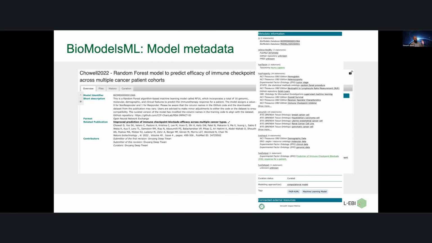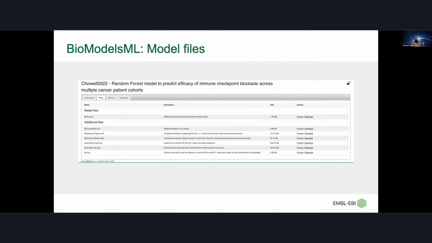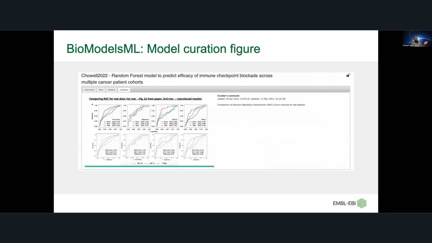They know these are the inputs of the model, these are the outputs of the model, and this allows you to quickly search and find the models of interest. Again, the Files tab has all the files that are needed, the ONNX file being the main file here. And here in the last curation tab, you can see the figure which we reproduced.